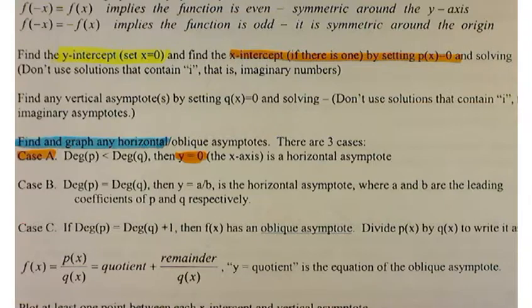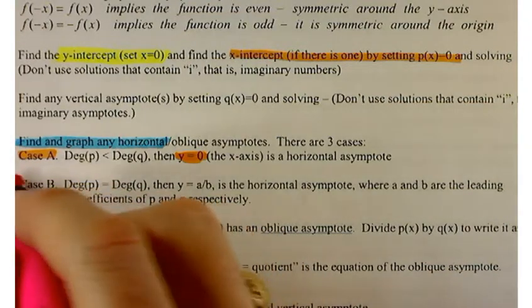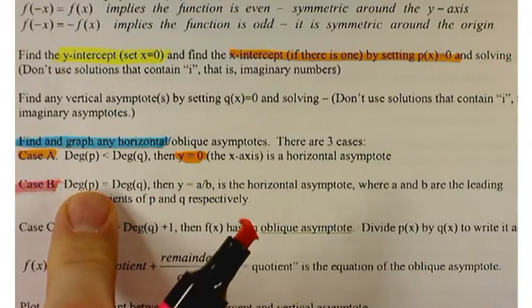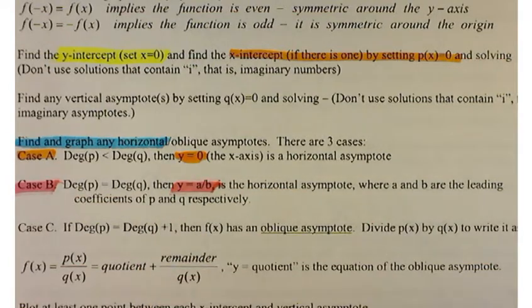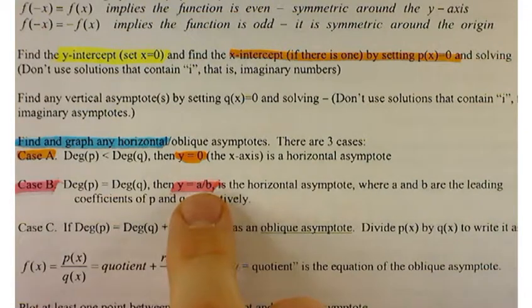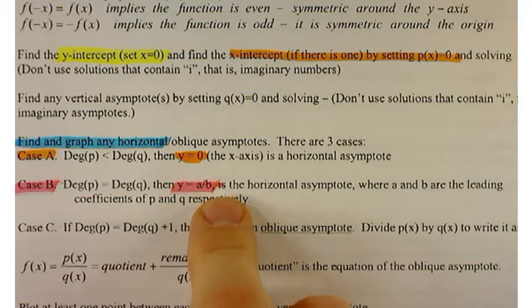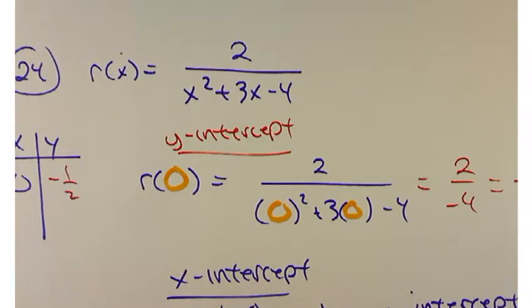What else can happen? Well, you can have case B. If the degrees equal each other, that is, the degree of the numerator equals the degree of the denominator, then your horizontal asymptote is going to change. It's just going to be y equals some number, and that number is going to be the ratio of the leading coefficients. Let's practice a couple, first visually and then a little bit more formally. So let's practice them visually by looking at problem number 28.